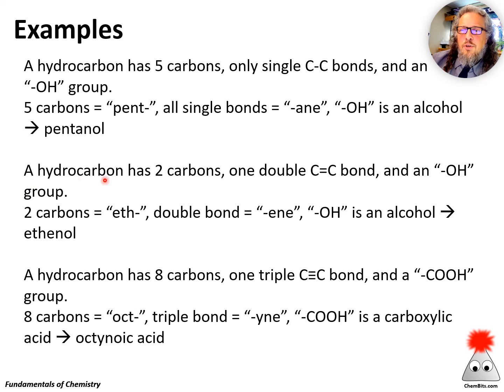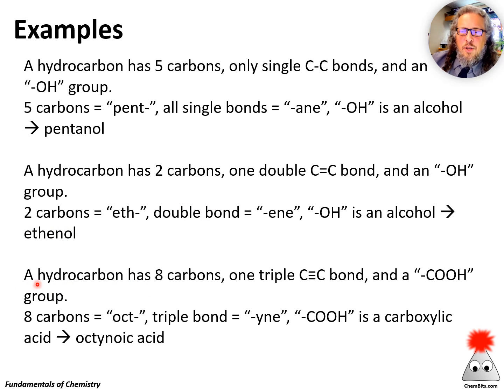What about a hydrocarbon that has 2 carbons, 1 double bond, and again an OH group? We've got another alcohol here. So 2 carbons, eth, double bond, ene, alcohol, replace that last E with an OL, and we've got ethenol. So another systematic name.